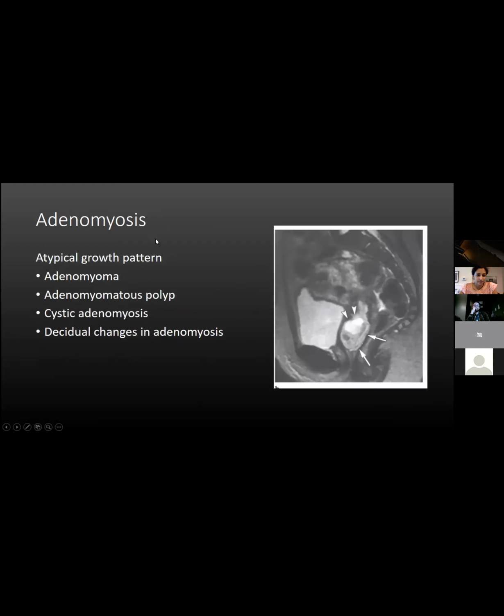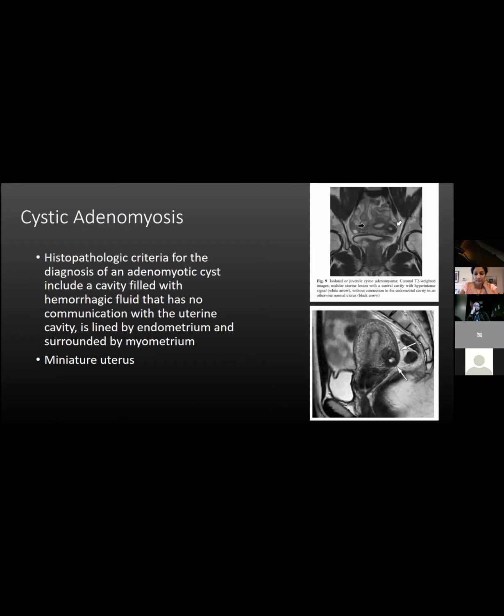But it gets confusing to make a diagnosis of adenomyosis when it presents with an atypical pattern, which can be a focal adenomyoma or adenomyomatous polyp. That's an example from the literature. Sometimes adenomyoma can be a polypoid growth projecting from the cervix, or cystic adenomyosis, as probably in this case. And often if you have adenomyosis in pregnancy, it can undergo degenerative changes and can mimic a pelvic mass. So what is cystic adenomyosis?